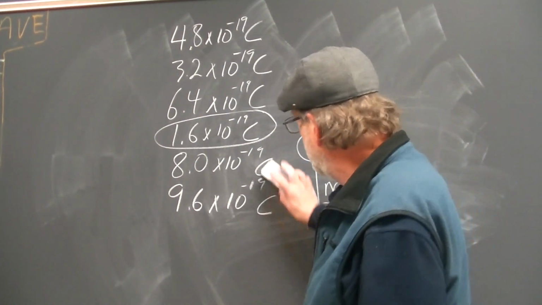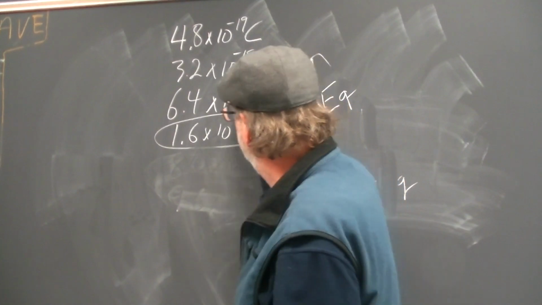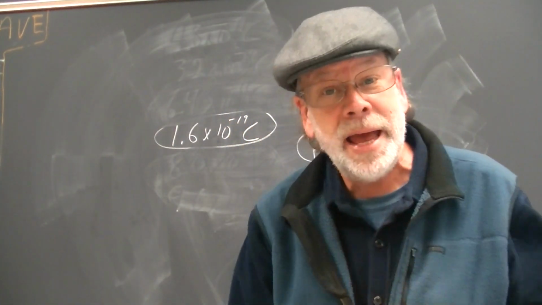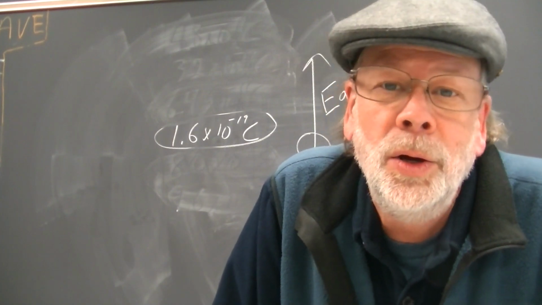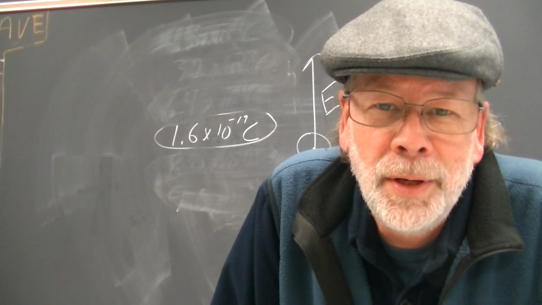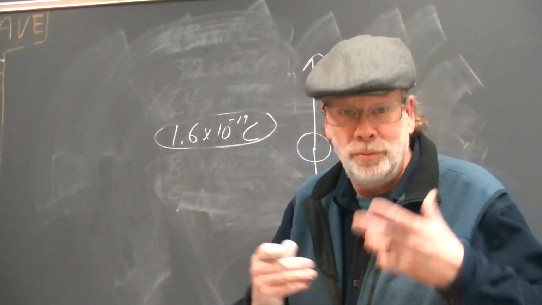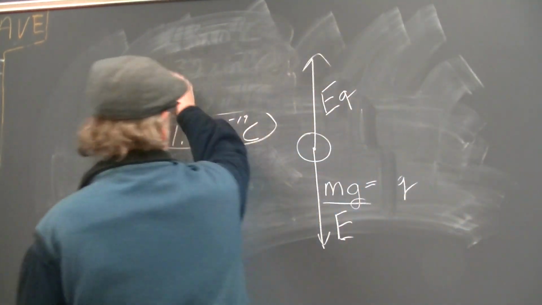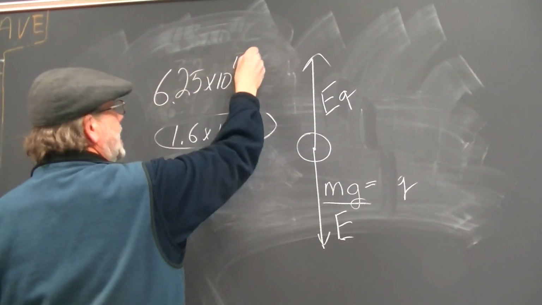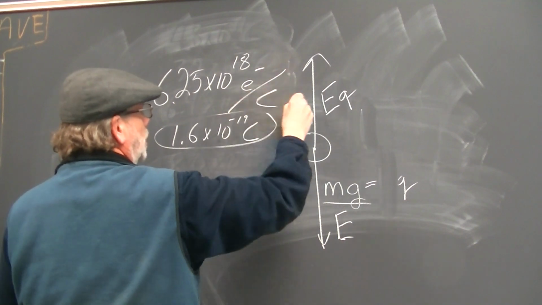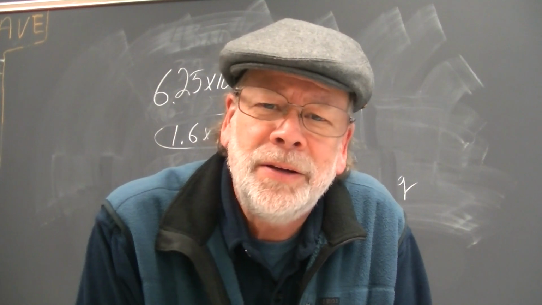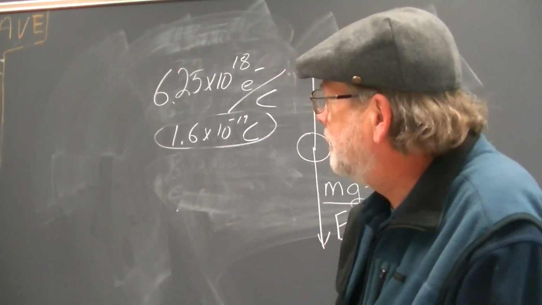So the charge on a single electron was rapidly understood to be 1.6 times 10 to the minus 19th coulombs. That's the charge on a single electron. That's also, if you take the reciprocal of that, where they realized there must be 6.25 times 10 to the 18th electrons per coulomb. It all goes together. So that's where they figured this stuff out. It's pretty cool stuff, isn't it?